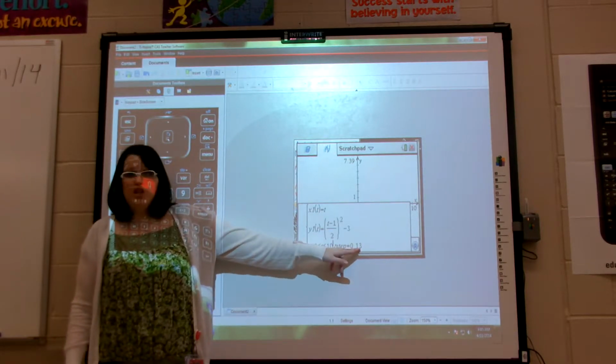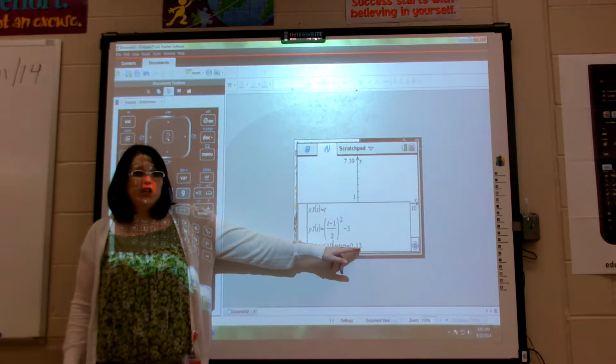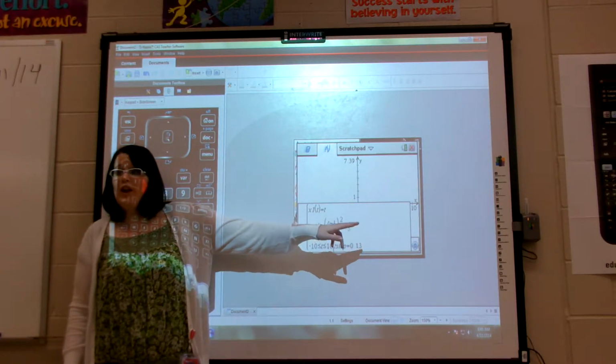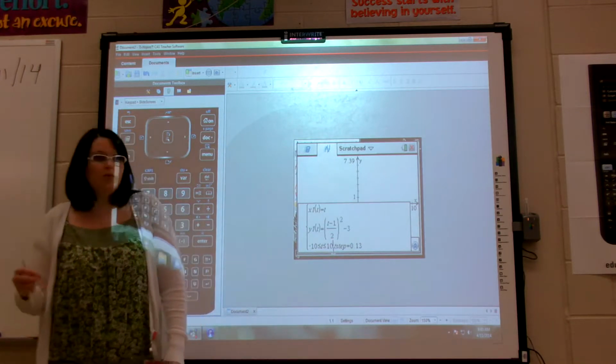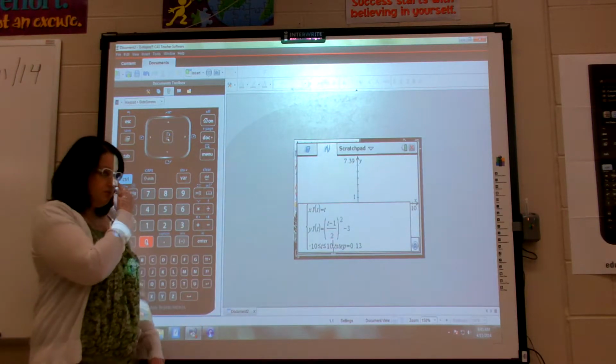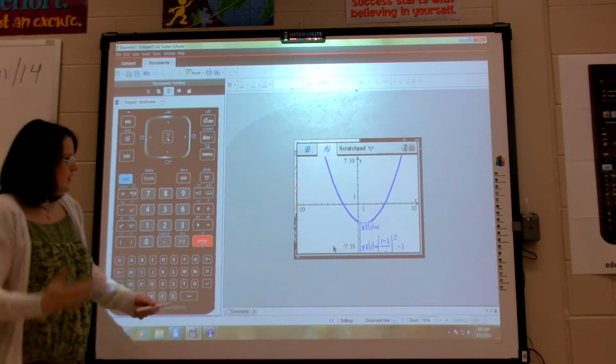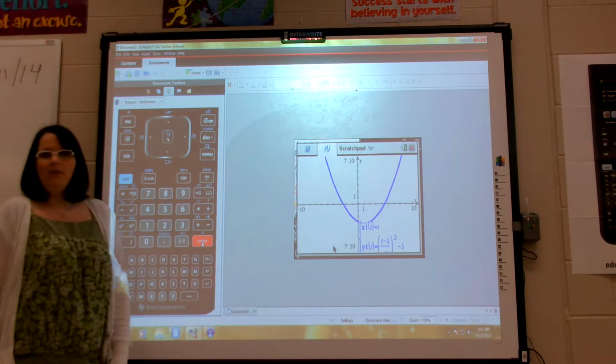If your step size was huge, your graph is going to look not like a curve, but more like line segments. It's going to plot only a couple points, and we're going to do that by hand in a second. Hit enter. You should see my parabola.